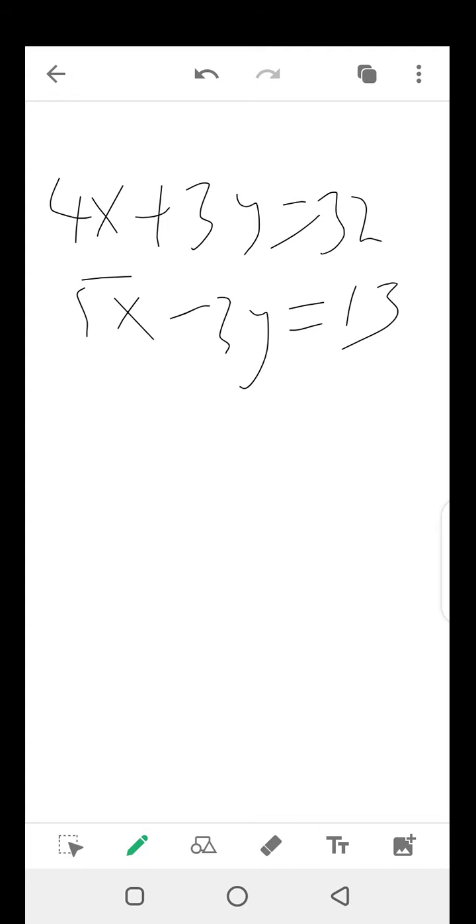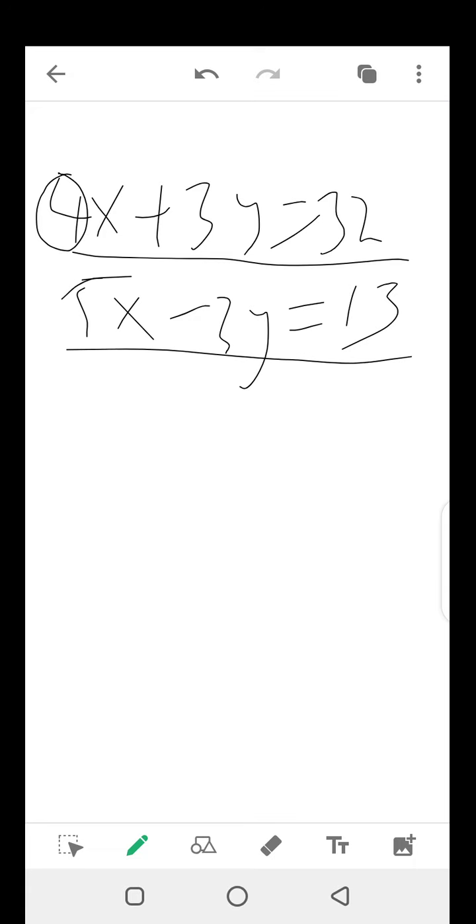Remember, for you to eliminate a variable, the coefficients of that variable must be the same in the two equations. But if you look at the first equation here, we have 4x, whereas in the second equation, we have 5. So the question is, how do we make this 4 and 5, or how do we make this x have the same coefficient?